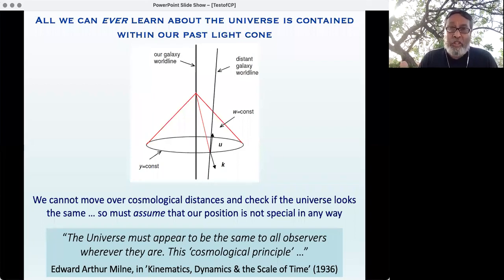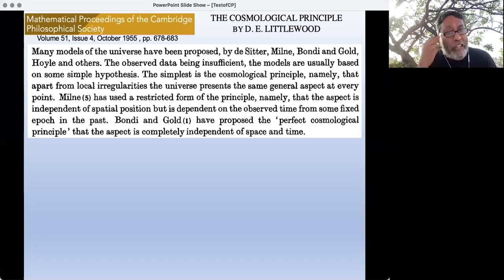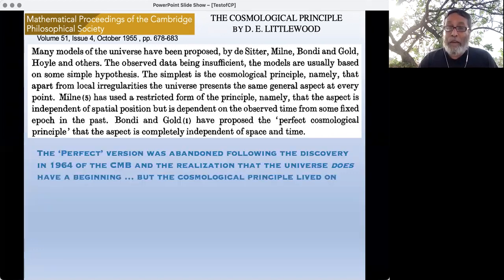And if you look at the discussion of this principle a bit later, in the mid-50s, Littlewood says that Milne kind of restricts the principle, because he only talks about our not having a special position in space. But in fact, you should generalize it and say there is no special position in time either. And that, of course, was the perfect cosmological principle of Bondi and Gold. And that was ruled out because we discovered the cosmic microwave background that tells us that we had a hot, dense beginning, a finite age of the universe. And therefore, we abandoned the steady state theory, but we have stuck to the cosmological principle when it comes to space without actually testing it.